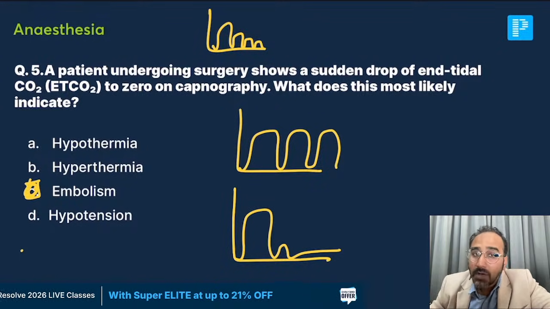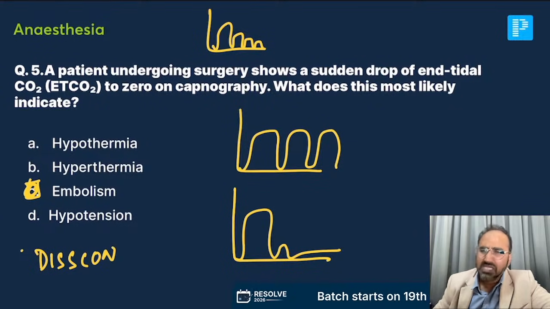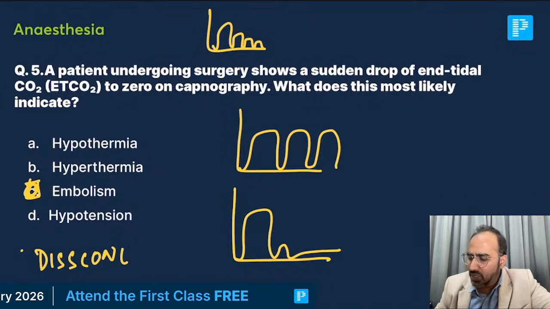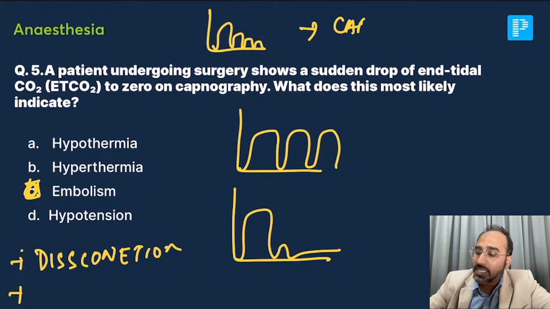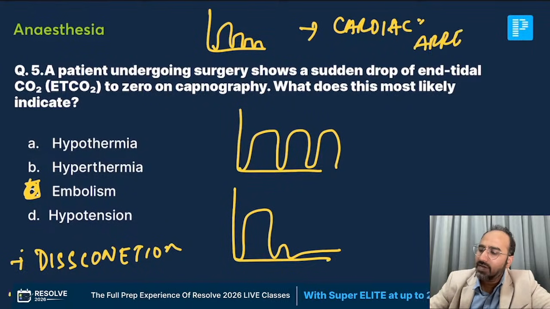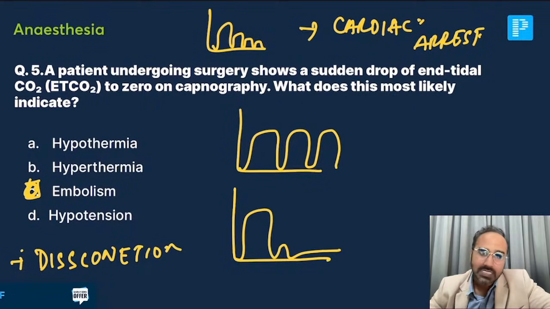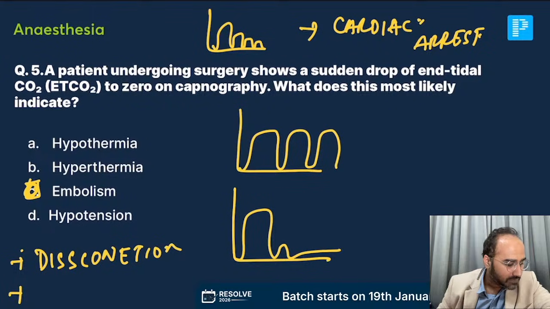Apart from embolism, what are the other causes where EtCO2 suddenly becomes 0? If there is any disconnection of the circuit, that is, the patient was intubated and you were ventilating and suddenly the circuit got disconnected, you will see an EtCO2 of 0. Or you might see a sudden EtCO2 of 0 when a patient suddenly develops cardiac arrest during surgery. So this is regarding the sudden fall of EtCO2. Based upon the options, guys, the answer over here is embolism.